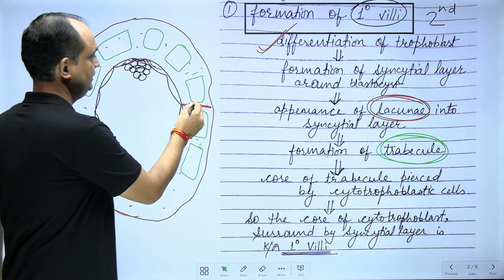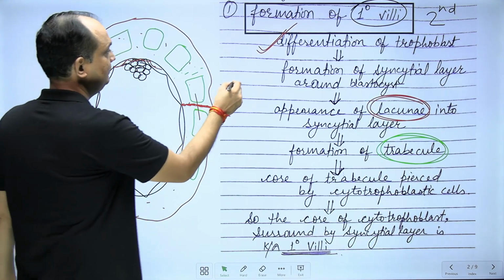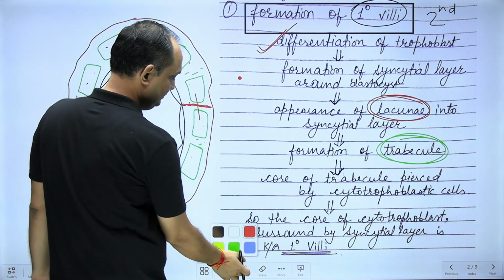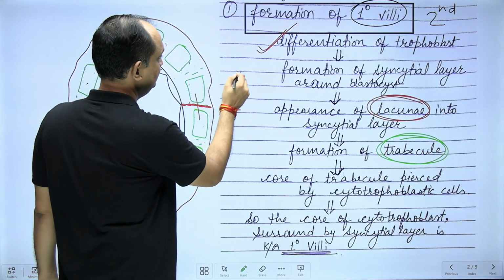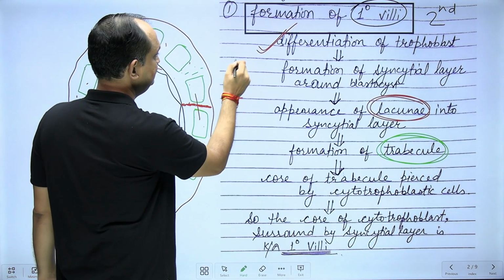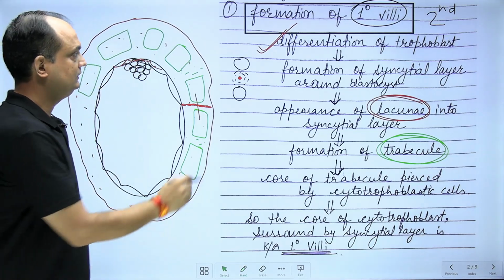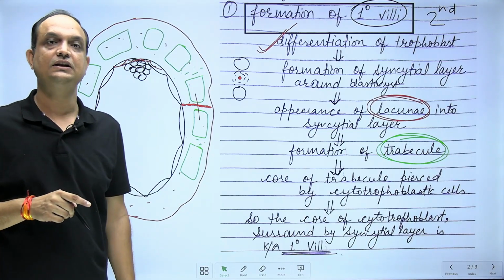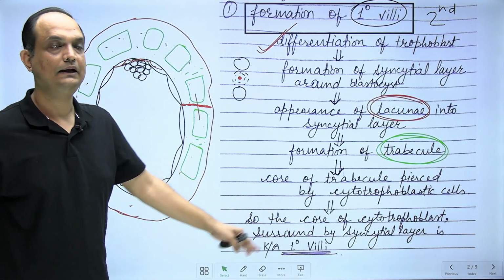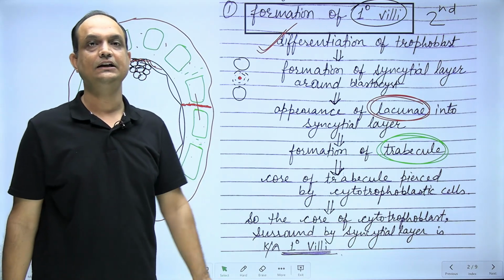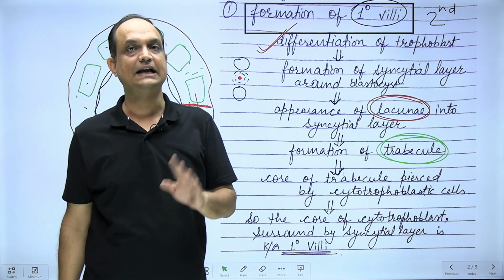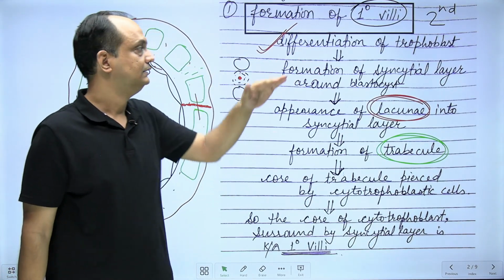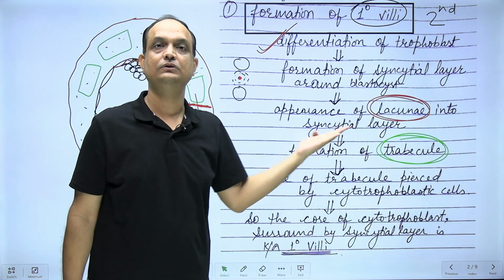Now, if you cut this structure, how does it appear? You will have in the center a cell of cytotrophoblast, surrounded by a layer of syncytial trophoblast, and here is one lacuna, and this is another lacuna. So now this structure, which has the cytotrophoblast centrally surrounded by syncytial layer, is known as primary villi. Clear? So what are the steps taking place in primary villi formation in the second week? First, the trophoblast differentiates into the syncytial layer and cytotrophoblast. The syncytial layer will have the lacunae, which is known as the lacunar stage.